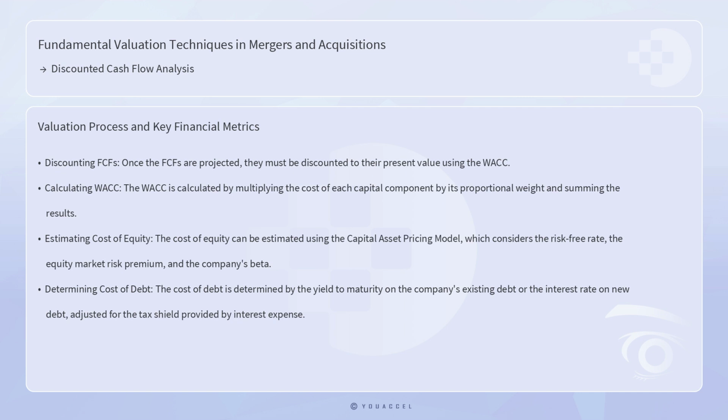Once the FCFs are projected, they must be discounted to their present value using the WACC. The WACC is calculated by multiplying the cost of each capital component by its proportional weight and summing the results. The cost of equity can be estimated using the capital asset pricing model, which considers the risk-free rate, the equity market risk premium, and the company's beta, a measure of its stock volatility relative to the market. The cost of debt is determined by the yield to maturity on the company's existing debt or the interest rate it would incur on new debt, adjusted for the tax shield provided by interest expense.